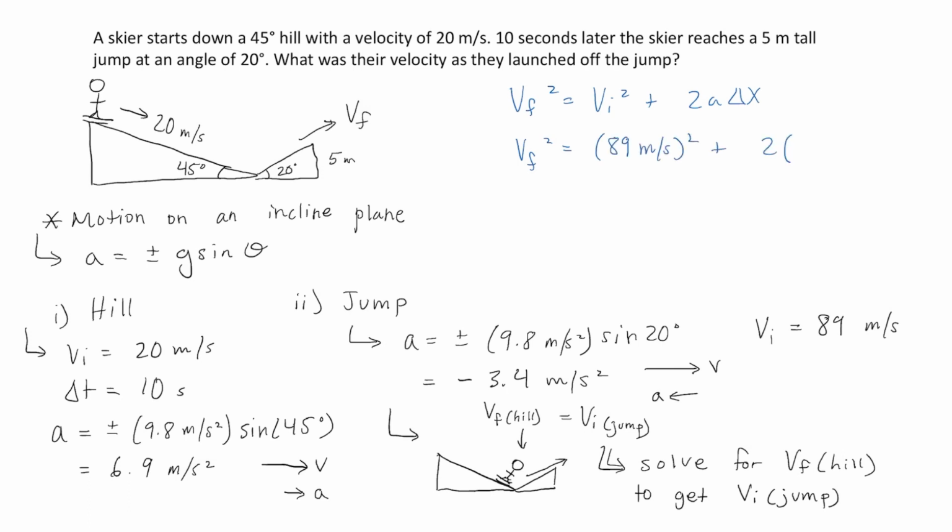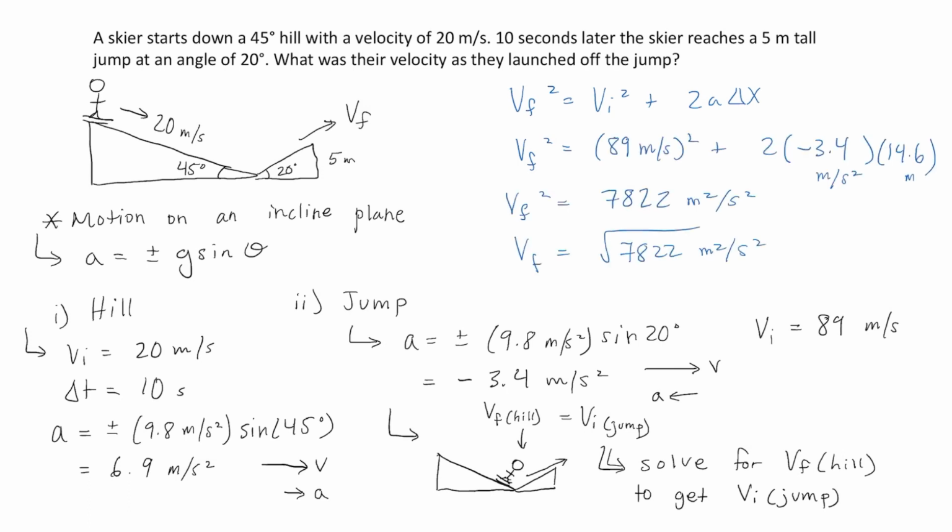With that, we can use our Vf squared is equal to Vi squared plus 2A delta x equation. We can plug in our values and solve for Vf, and what we find is that the final velocity as the skier launches off the jump is about 88 meters per second. And that's the end of this motion on an inclined plane question.